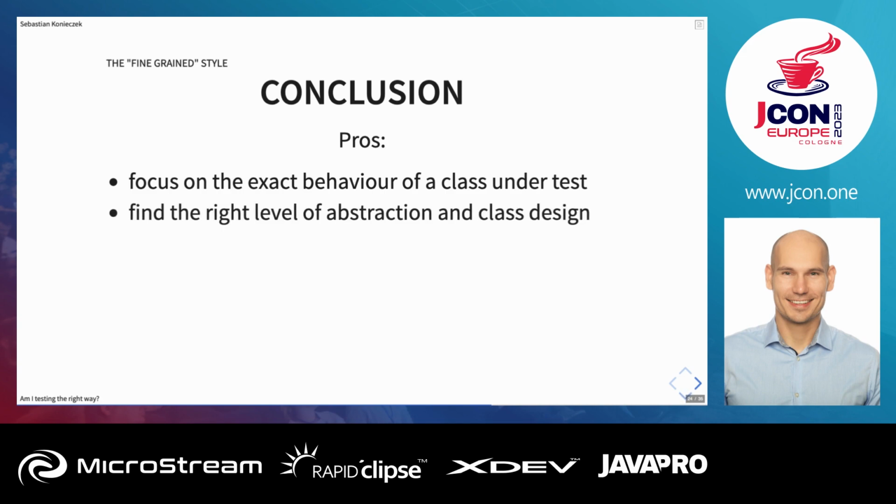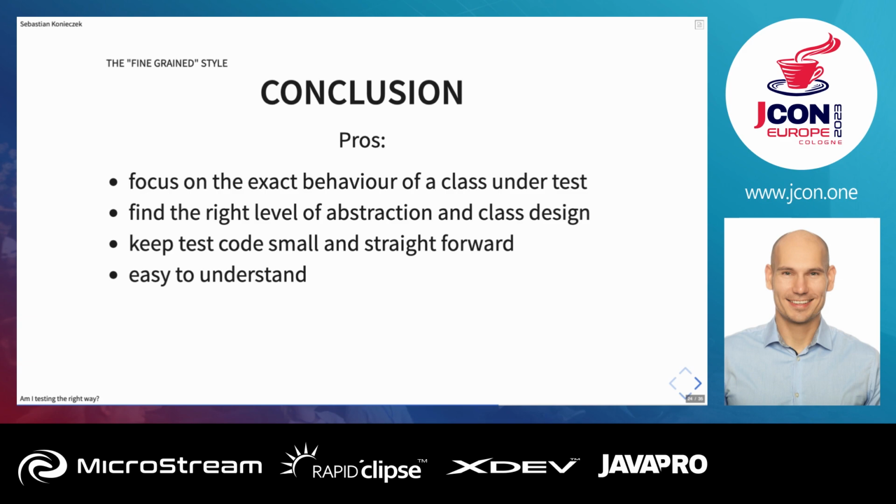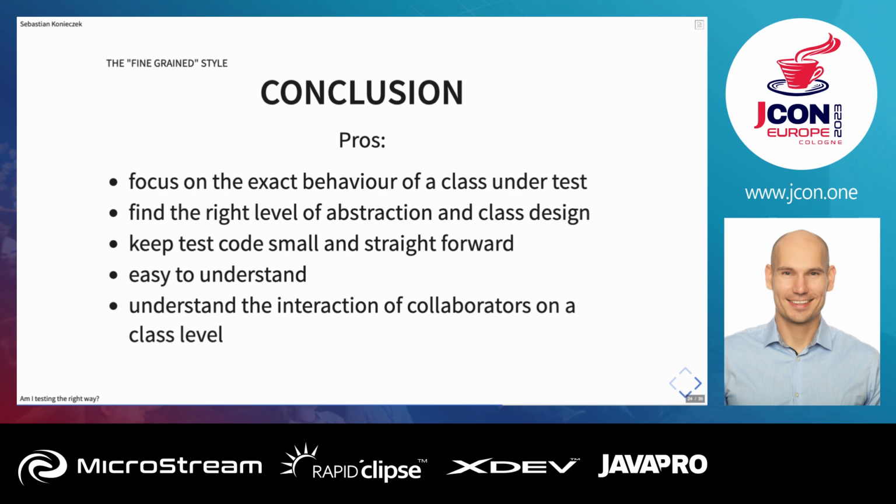And this can help you to find the right level of abstraction and class design, because if you realize when you test that you have a lot of mock objects and a lot of input parameters and it gets really complicated, then maybe you need to rethink your class design. It also helps you to keep your test code small and straightforward. We saw this in the examples: really short snippets of test code that are easy to understand, and easy to understand means easy to change and easy to write. It also helps you to understand the interaction of collaborators on a class level. As we saw in the calculator test, through the definitions and the assertions, we can deeply understand how all these collaborators work together.